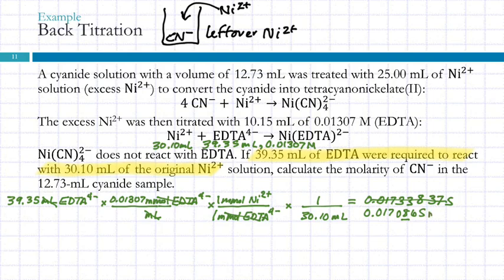So the units on that are millimoles per milliliter. If we want moles per liter, just cancel the millis. That's all we need to do. So that's the molarity of that nickel solution.